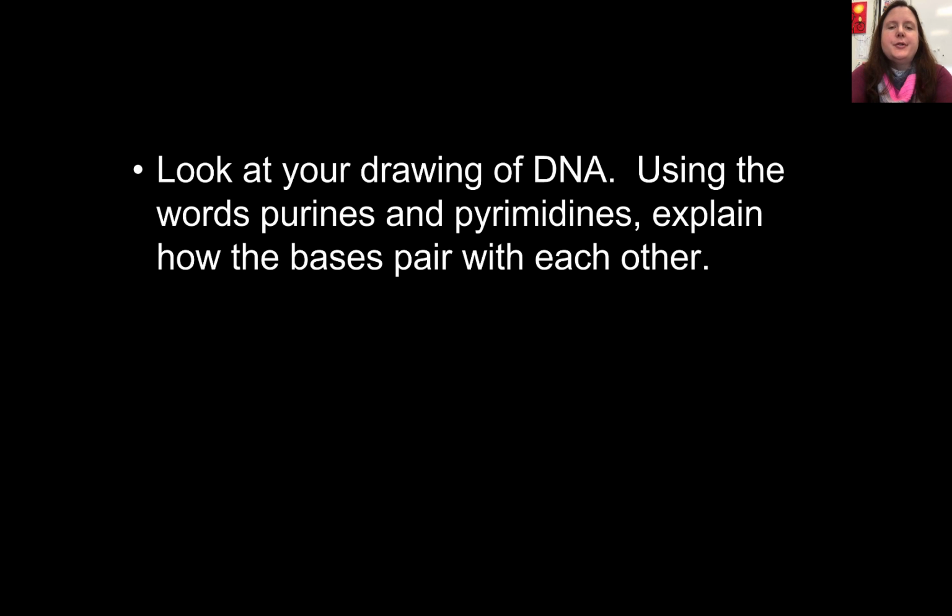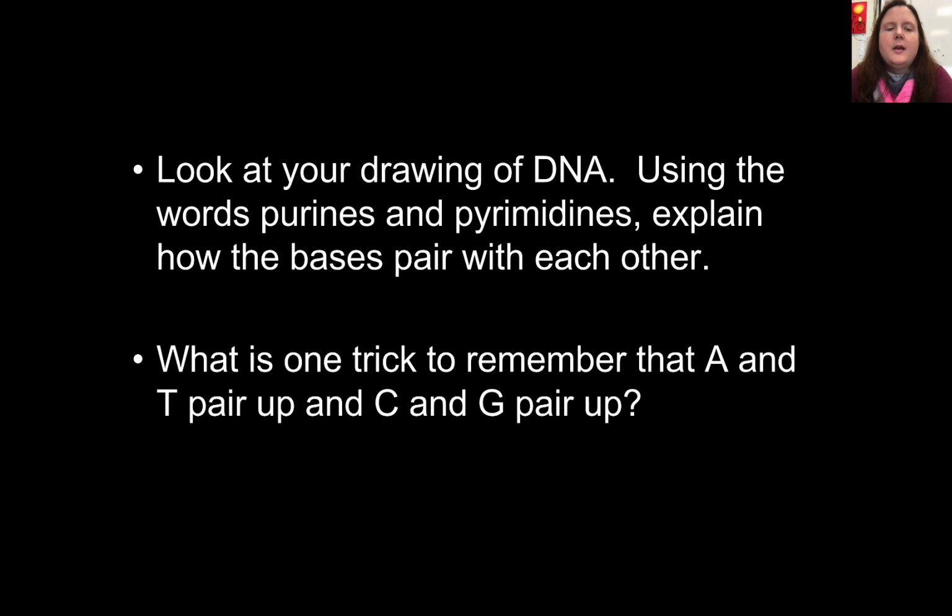So I want you to look at your drawing of DNA that you have in your notebook. Using the words purines and pyrimidines, I want you to explain how the bases pair with each other. So not just that A pairs with T and C pairs with G, but I want you to look at it looking at purines and pyrimidines. What is the relationship between the two in the structure of DNA? Next, what is one trick to help you remember that A and T pair up and C and G pair up?